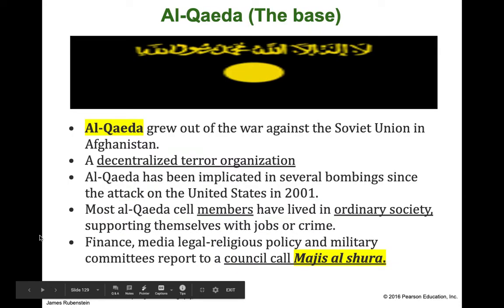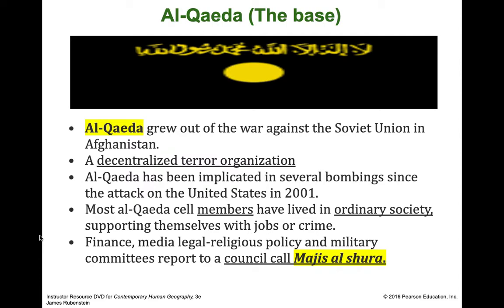Al-Qaeda is known as the base or the foundation in Arabic. It is a decentralized terrorist organization, so it has cells. It's not one central location. It's been implicated in several bombings, with the first attack in the United States in 2001. Again, they're normal citizens that conduct themselves in ordinary society.